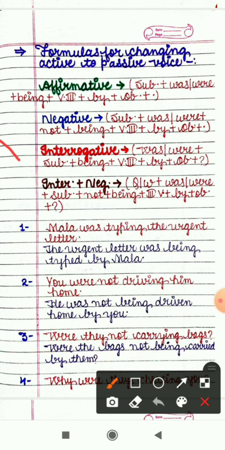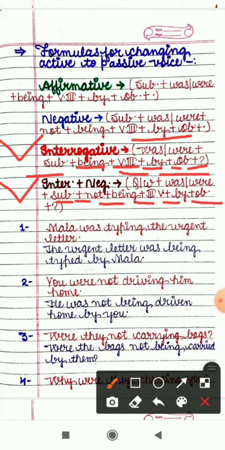Next formula is of interrogative sentences. So first of all, we have to choose our new subject, because according to it only we have to use the helping verb. So helping verb according to the new subject, that can be "was" and "were," and then new subject, then "being," verb third form, "by," object, and in the last question mark. Next formula is of interrogative plus negative sentences with question words. So first of all, question words will remain same on its places. Then "was" and "were" according to the new subject, "not," "being," third form of verb, "by," object, and then question mark. Now let's see some examples of past continuous tense which we have to change into passive voice.